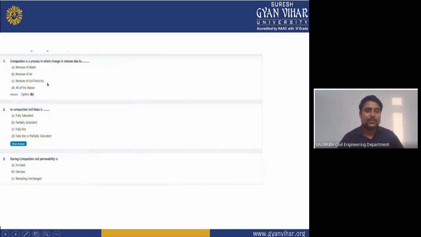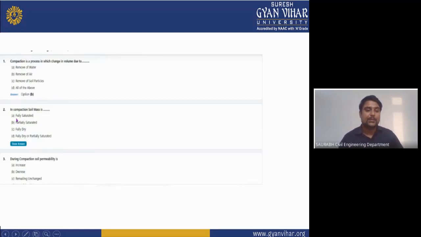The right answer will be B, because as we know, in consolidation we need to remove the water, and in compaction we need to remove the air voids. If you read this sentence and complete it with this word: compaction is the process in which change in the volume is due to the removal of air voids. So the right answer will be B here.